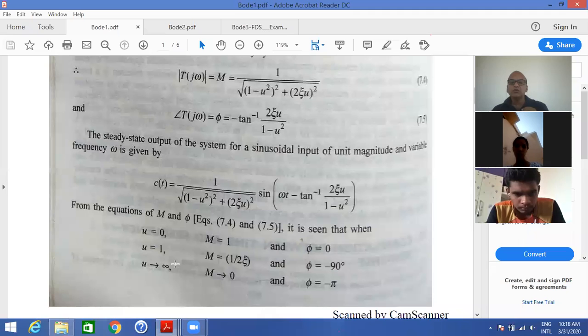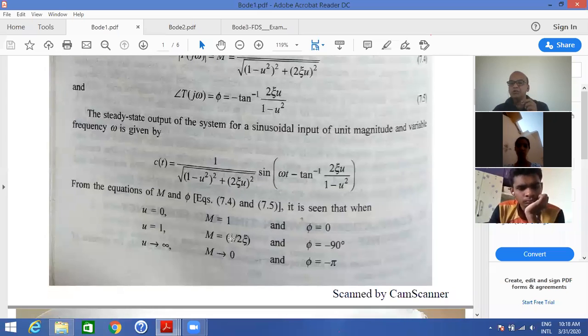Similarly, u is equal to 0, 1, infinity, or take the values between 0 and infinity, and then calculate its magnitude and its phase. Just for simplicity, we have considered u equal to 0, 1, infinity, and then calculated the values of the magnitude: 1, 1 upon π, 0, and phase equal to 0, minus 90, and minus π, or minus 180 degrees.